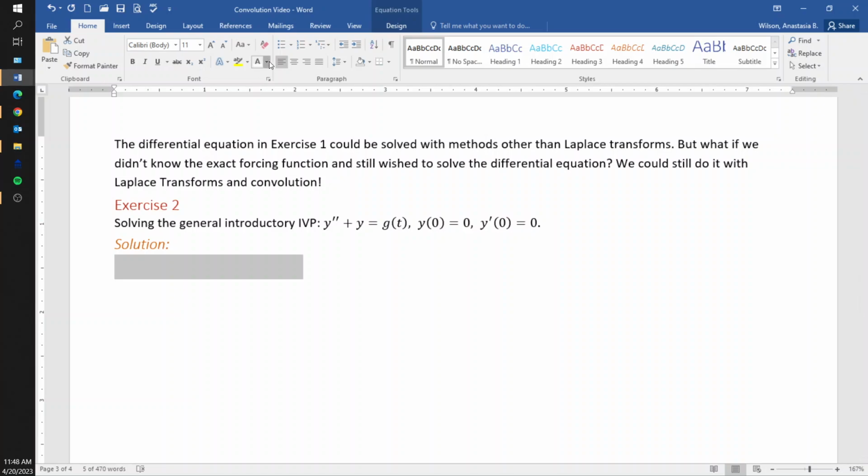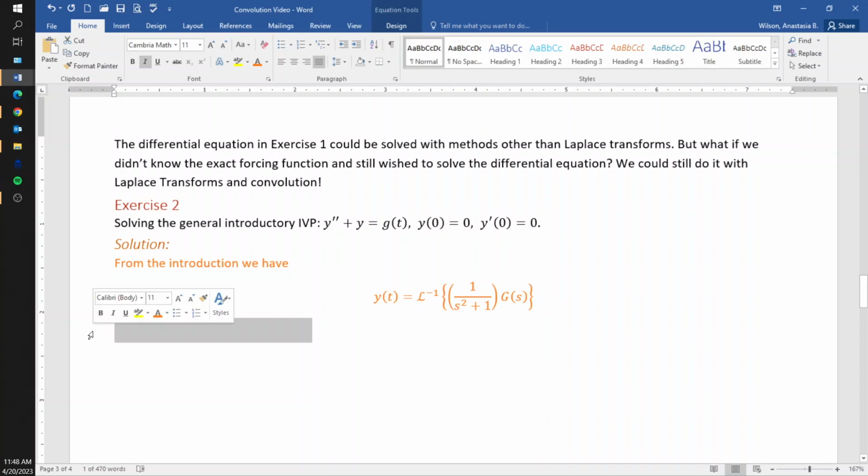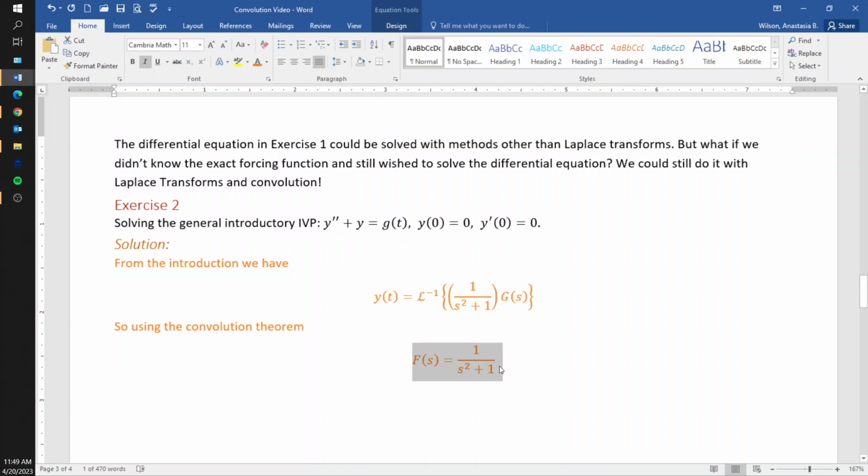So going back to what we had from the introduction, we had that y of t was the inverse Laplace transform of 1 over s squared plus 1 times capital G of s. So we're going to use the convolution theorem, and we need to identify what our functions are. So first off, we're going to identify big F of s as this first function, 1 over s squared plus 1. So that means then that f of t, which is the inverse Laplace transform of that, is the sine of t.